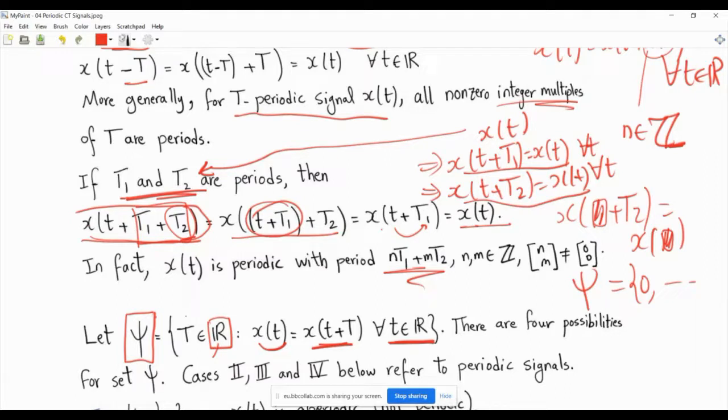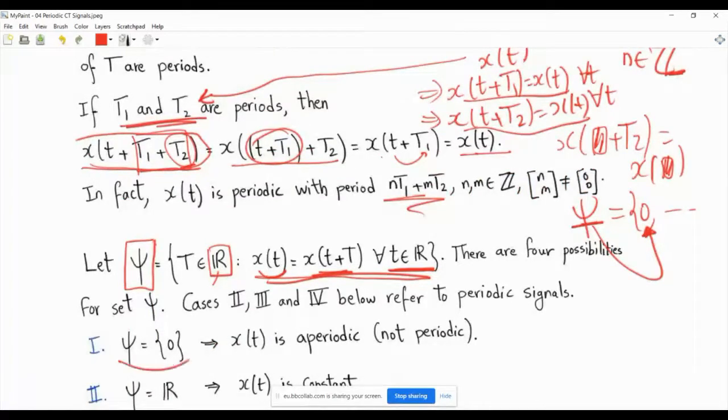First case is the case in which psi only includes the number 0, nothing else. So there is no non-zero big T for which this is true. This is the situation of aperiodic signals. If psi only includes big T equal to 0, and there is no non-zero big T satisfying this, then our signal is not periodic, it is aperiodic.